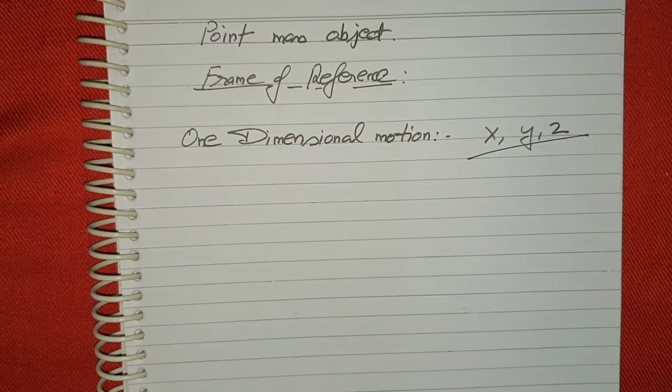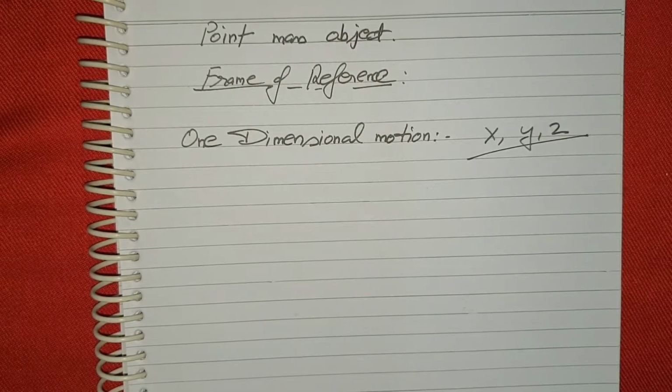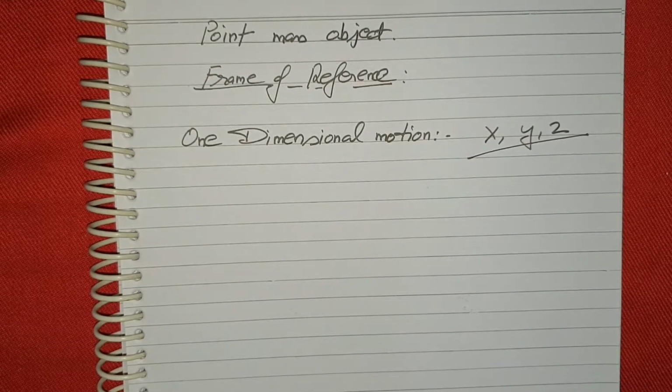Now, examples of one dimensional motion are the motion of a train along a straight railway track, and an object dropped from a certain height above the ground. So, these are examples of one dimensional motion.